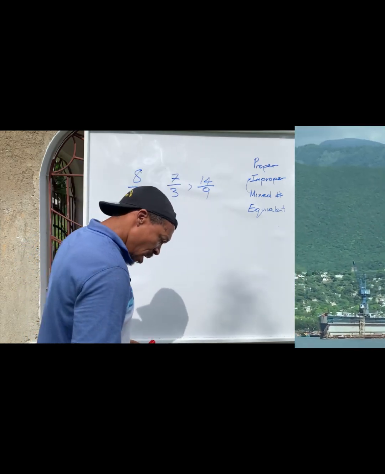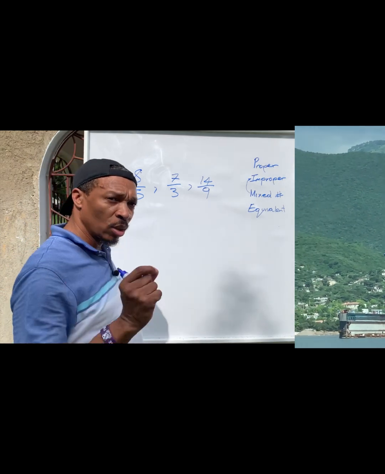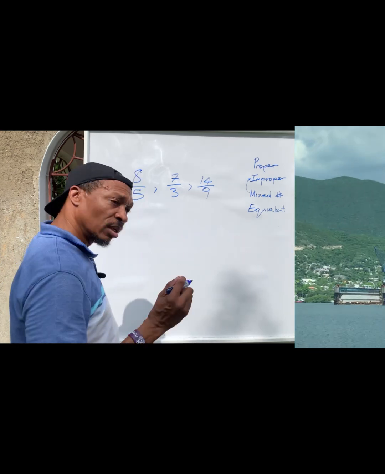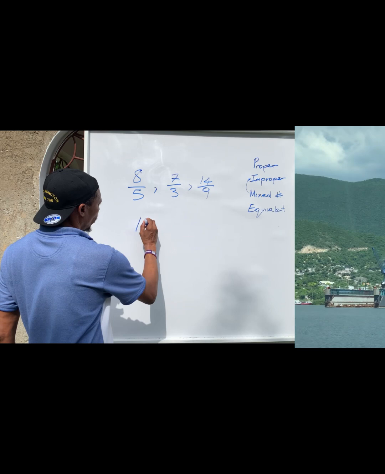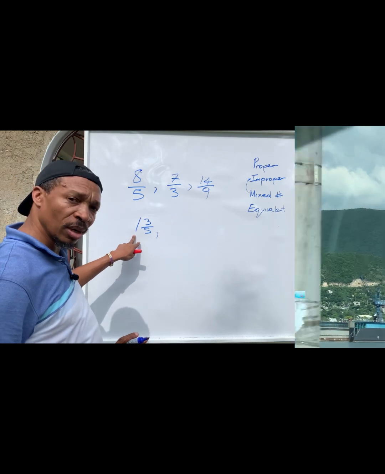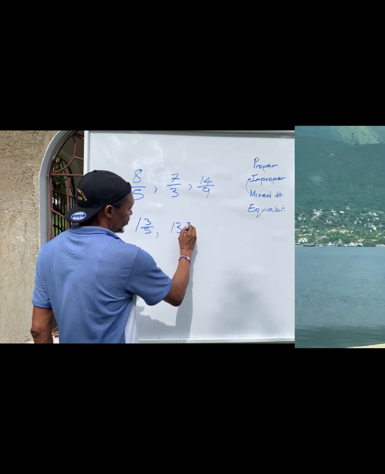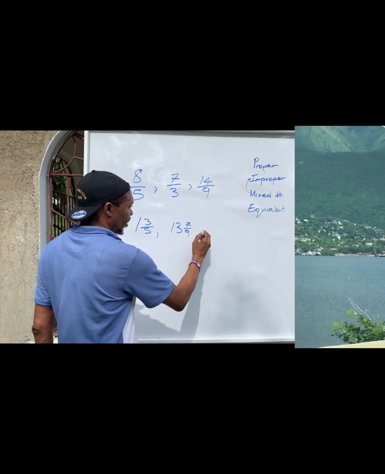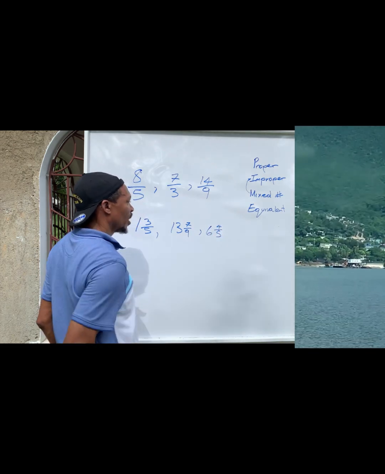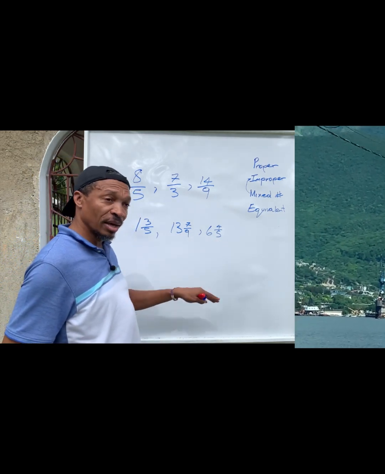All right, let's get into mixed numbers. A mixed number is where you have a whole number and a proper fraction. A whole number and a proper fraction. So this is what you call a mixed number, 1 3/5. This is a mixed number where we have a whole number and a proper fraction. So we can have 13 and 7/9. We can have 6 and 4/5. Okay? So a mixed number is where we have a whole number and a proper fraction.